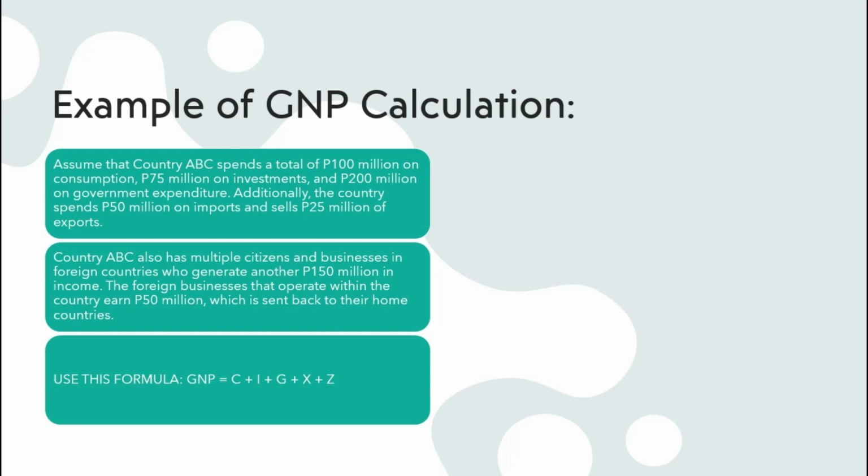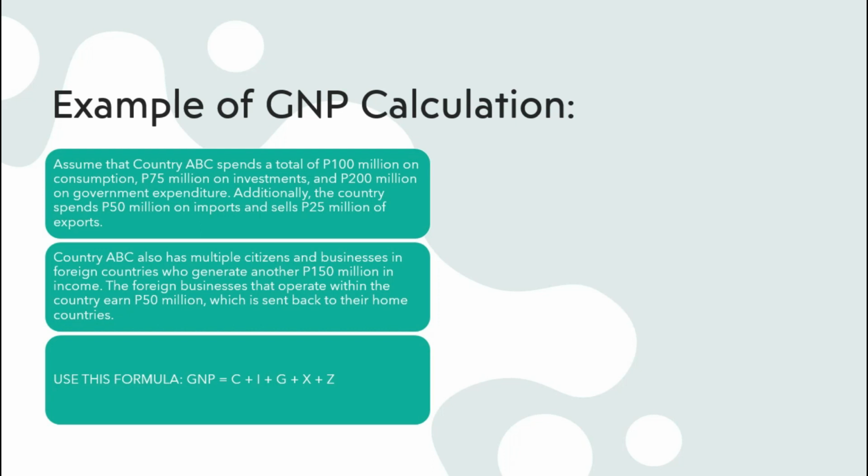For example, if foreign businesses operate here in the Philippines, they also earn 50 million that we need to send back to their country, the US. So we will be using the formula GNP equals C plus I plus G plus XN plus Z.